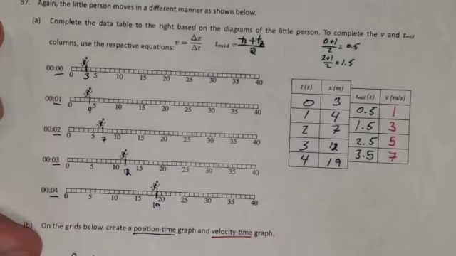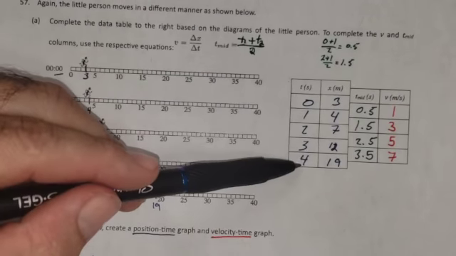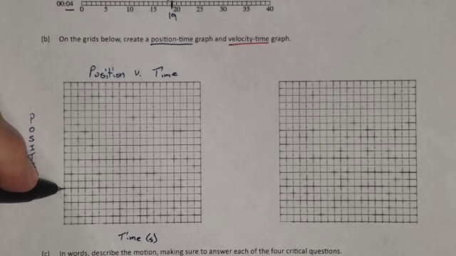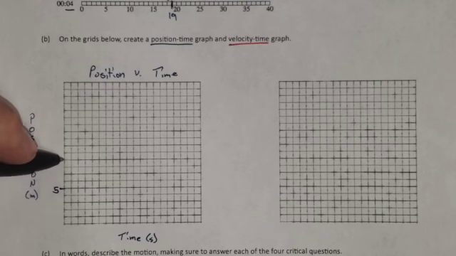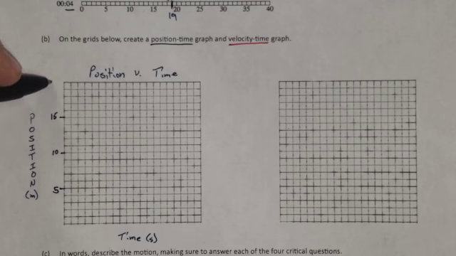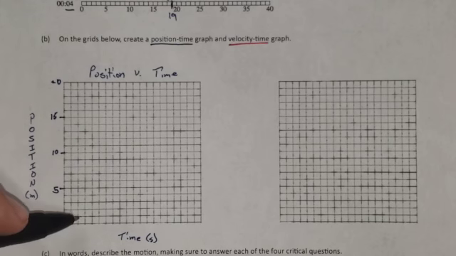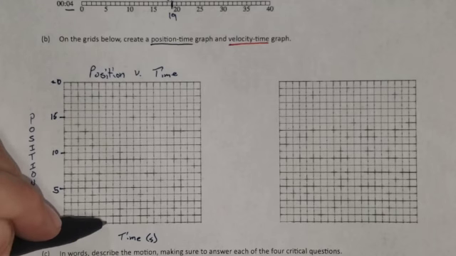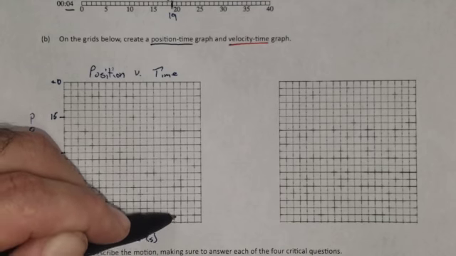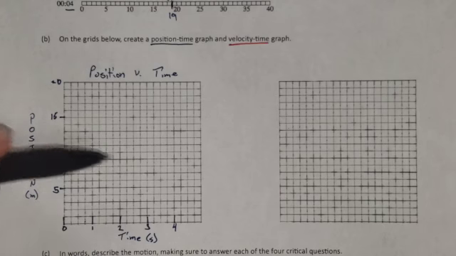Now, in our data table, we have 0 through 4, and then we have 3 through 19. So there are 20 squares here, so I'm just going to do 1. So this is 1, 2, 3, 4, that's 5, 6, 7, 8, 9, that's 10, that's 15, and this is 20. And then I've got 0, 1, 2, 3, and 4, with 4 spaces in between.